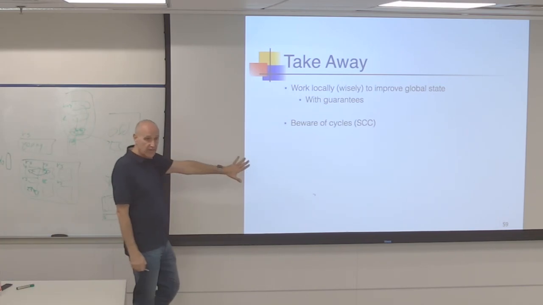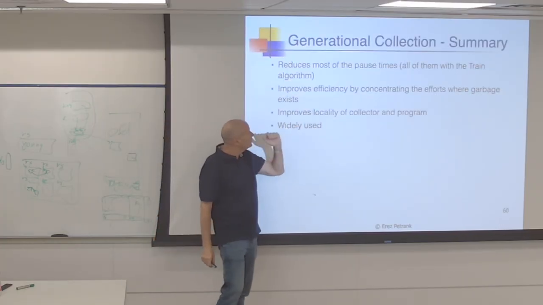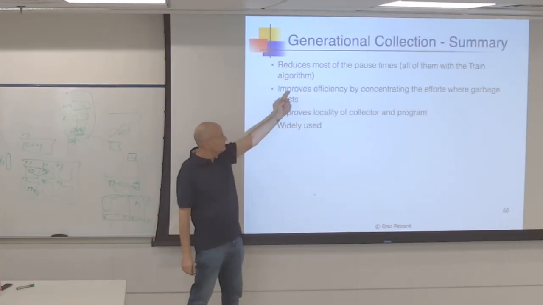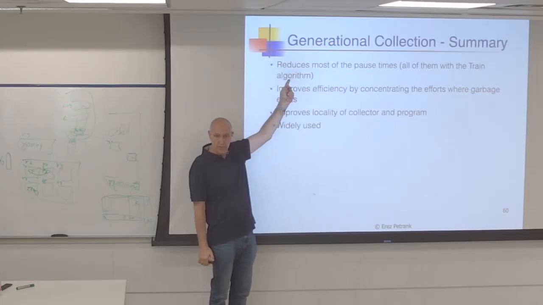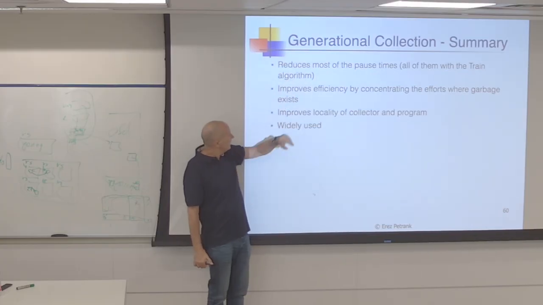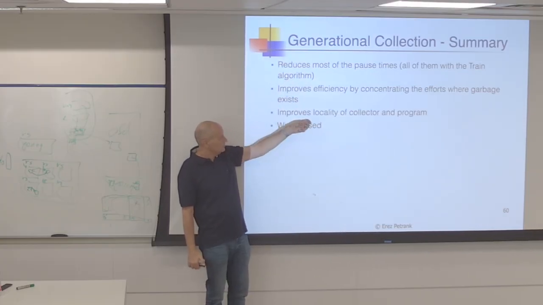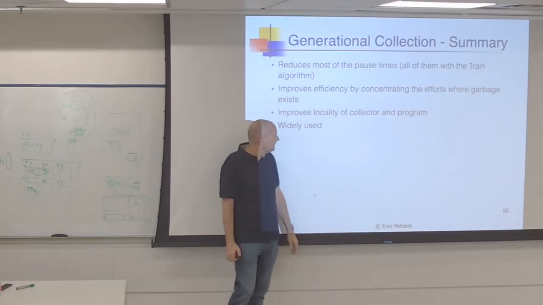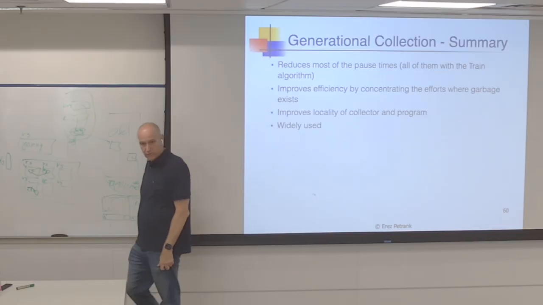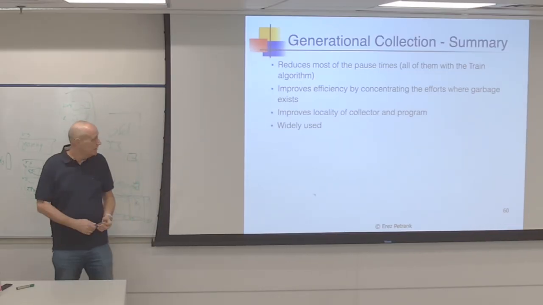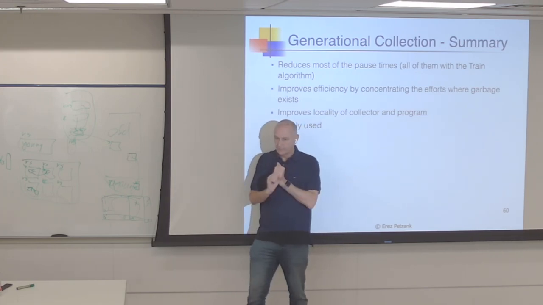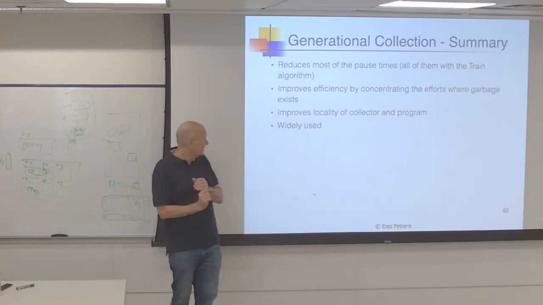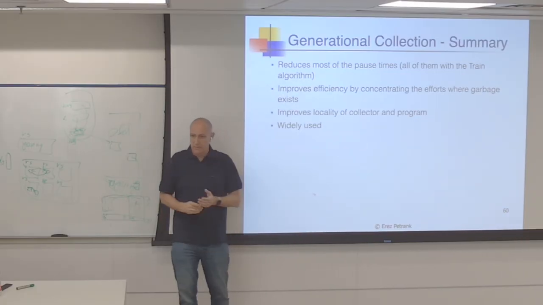And so this is the train, and generally for generations, it reduces most of the pause times, and all of the pause times if you do the train algorithm together with the generational collection. And it improves efficiency by concentrating on where garbage exists, and it improves locality of the collector and the program, and it's widely used. Widely used or not widely? Yes, it is widely used.